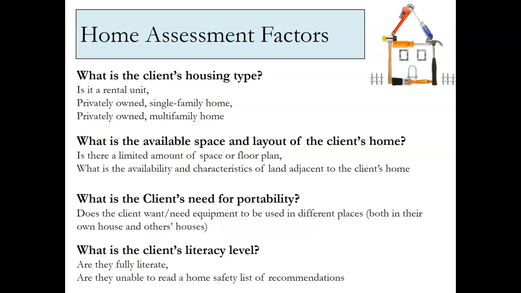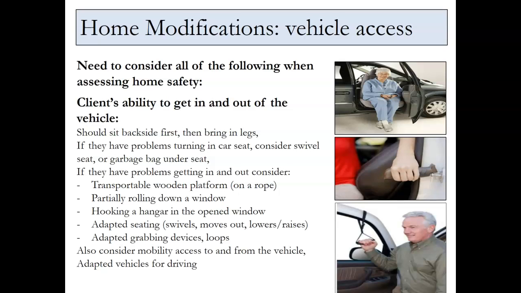What is the client's literacy level? Can they read? Are they fully literate? Can they understand? This gets into health literacy kind of issues. Vehicle access. This is one of the questions we talked about in the lab. Need to consider all the following when assessing home safety. Client's ability to get in and out of the vehicle. We talked about this again, but you go in backside first. This is an adapted van, probably very expensive, but the seat comes right out. It's really cool. It comes out, she just sits and just cruises right in.